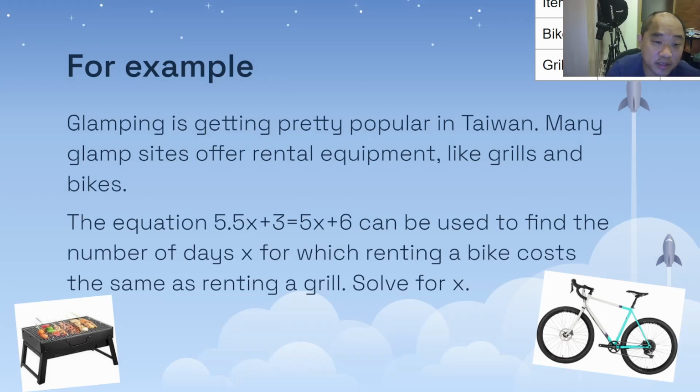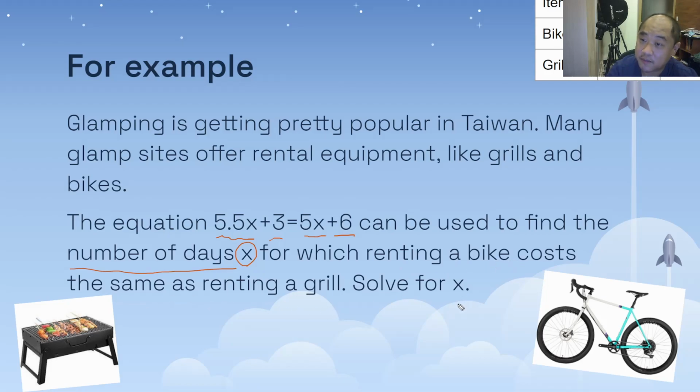So, not only is biking getting popular, but so is glamping. Glamping, where you pretend you're camping, but you're not at all. And so, sometimes when you're glamping, there's even stuff you can rent to feel like you're having an even better time. So let's say that this equation here, 5.5x plus 3 equals 5x plus 6. And this can be used to find the number of days, x, number of days, that's what this is, for which renting a bike costs the same as renting a grill.